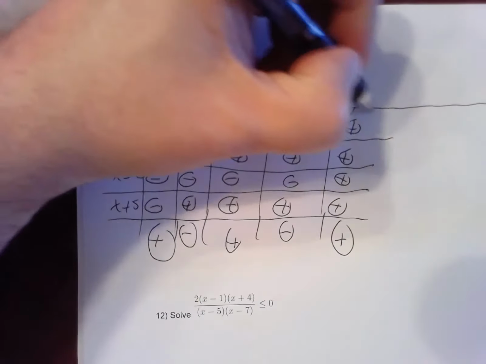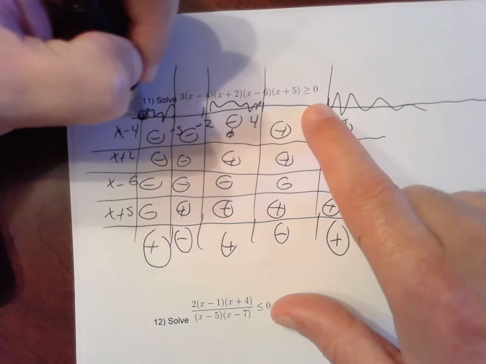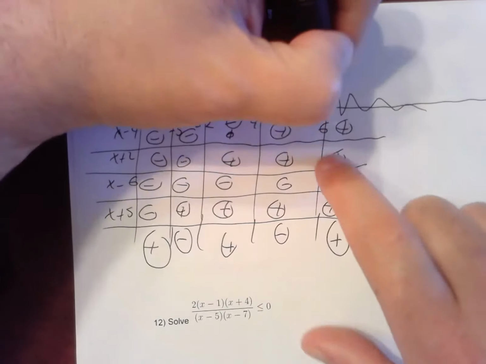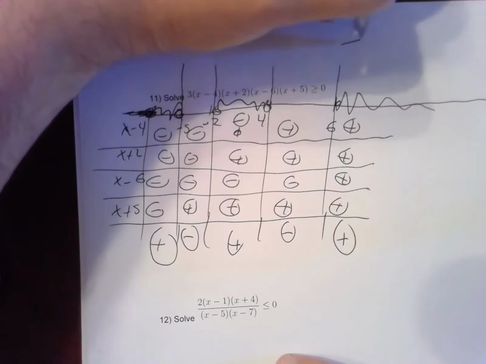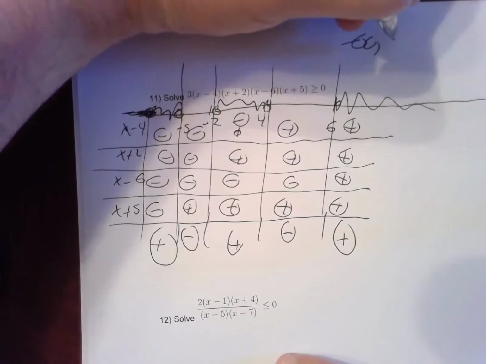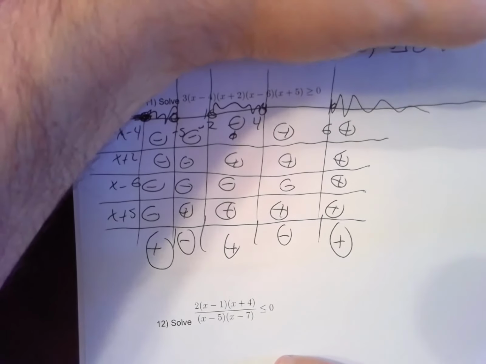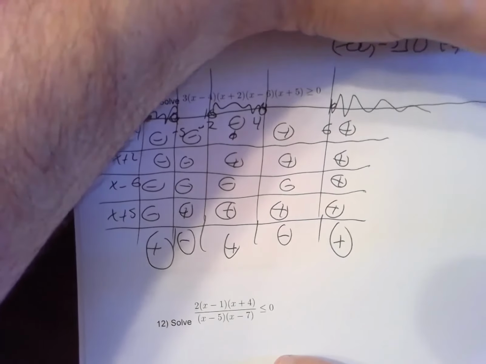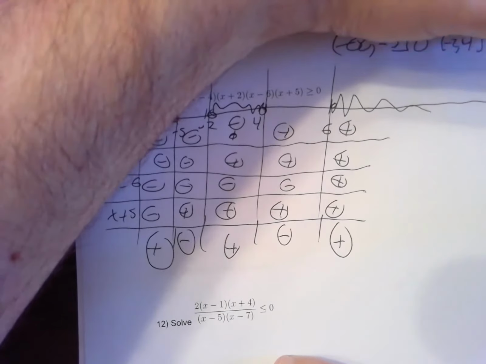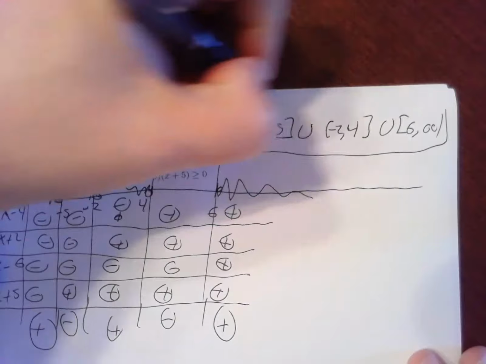We want positive, so there, and there. Equal to, so I want solid dots on all of these. It goes on forever. Negative infinity to negative 5, negative 2 to 4, and then 6 to infinity. So there's our answer.